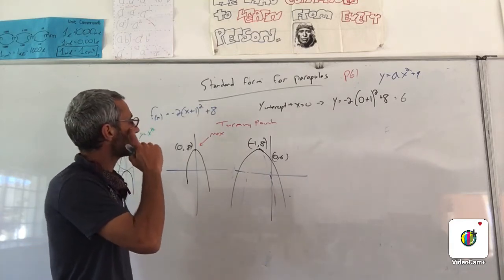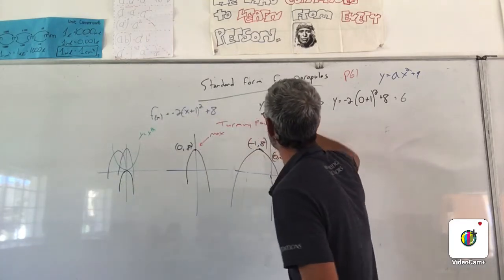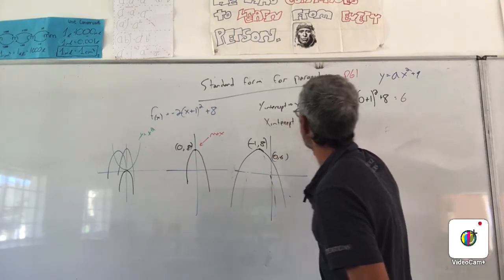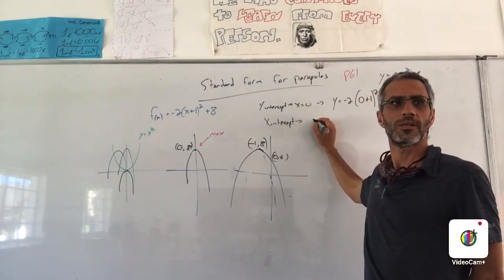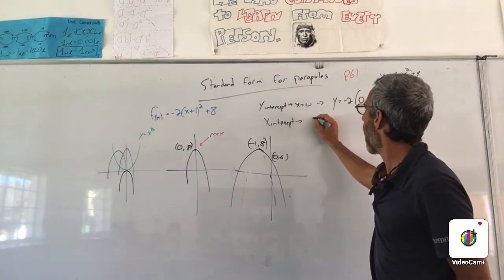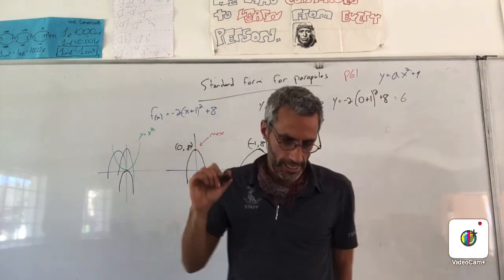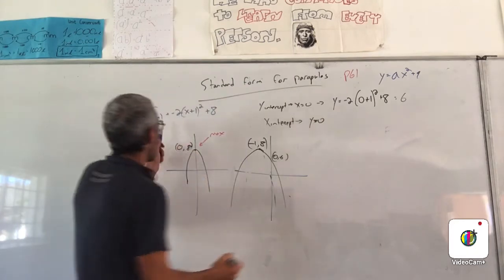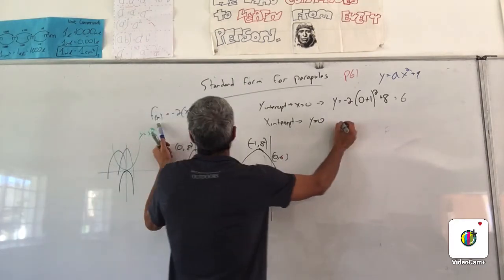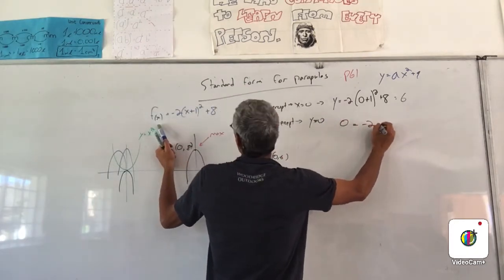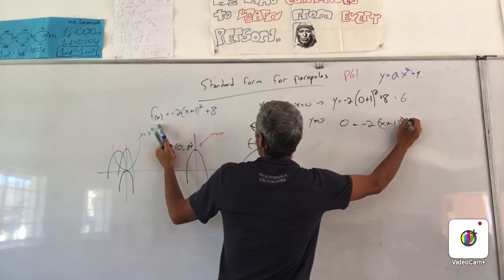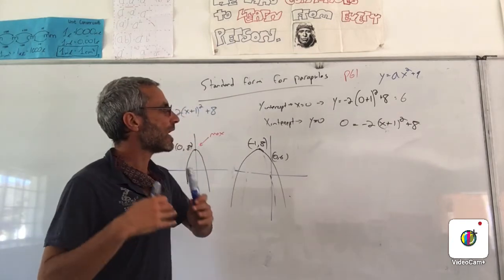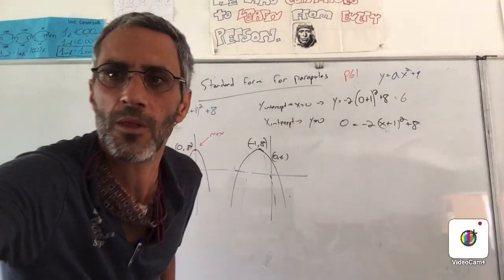Okay, next thing, I need to find out the x-intercept. So what is 0 in the x-intercept? The y is equal to 0. So now it's a little bit more difficult. How do I find y equals 0? I'll just substitute y equals 0. So I'm going to write 0 equals -2 (x plus 1) squared plus 8. I'll just pause here, and what I'd like you to do is think, how do I solve such an equation?